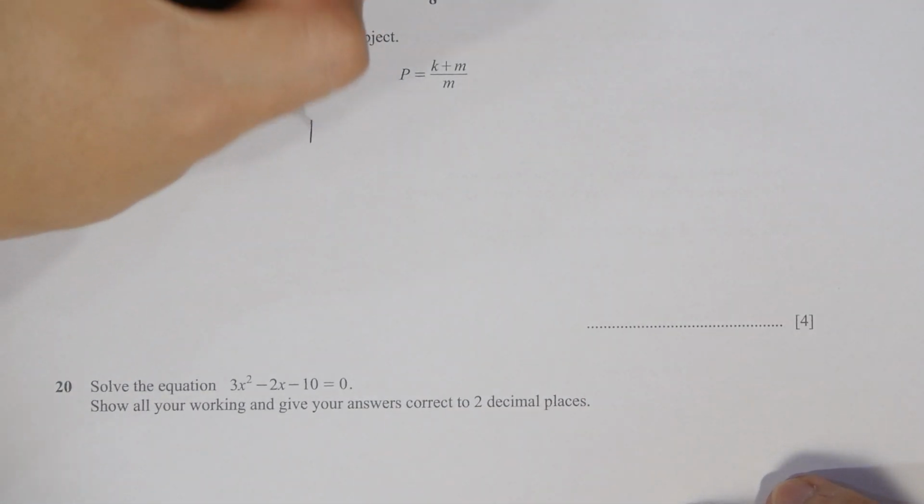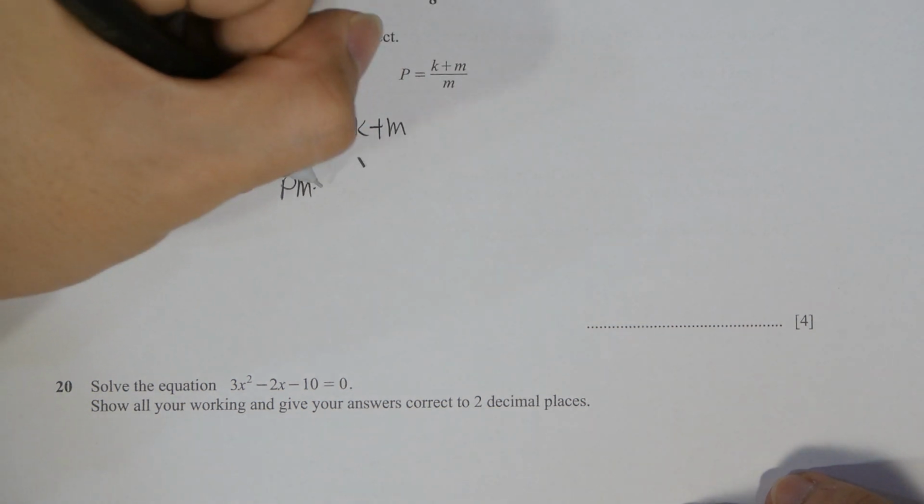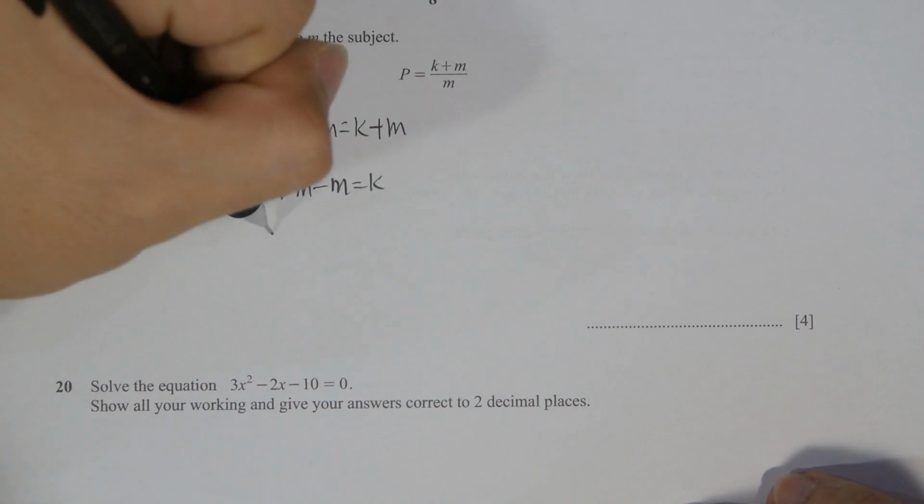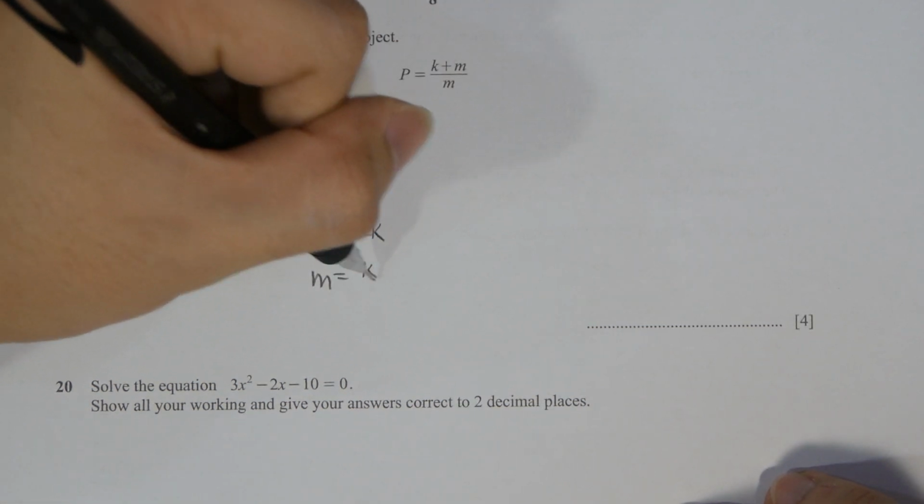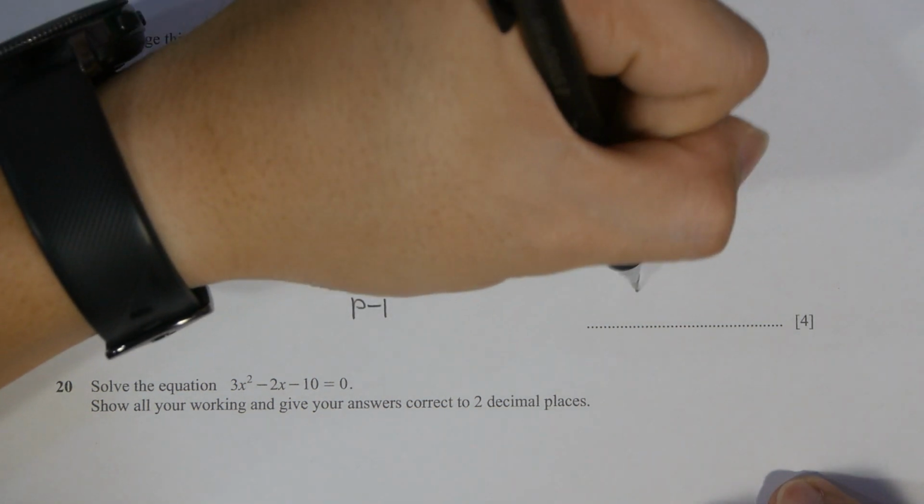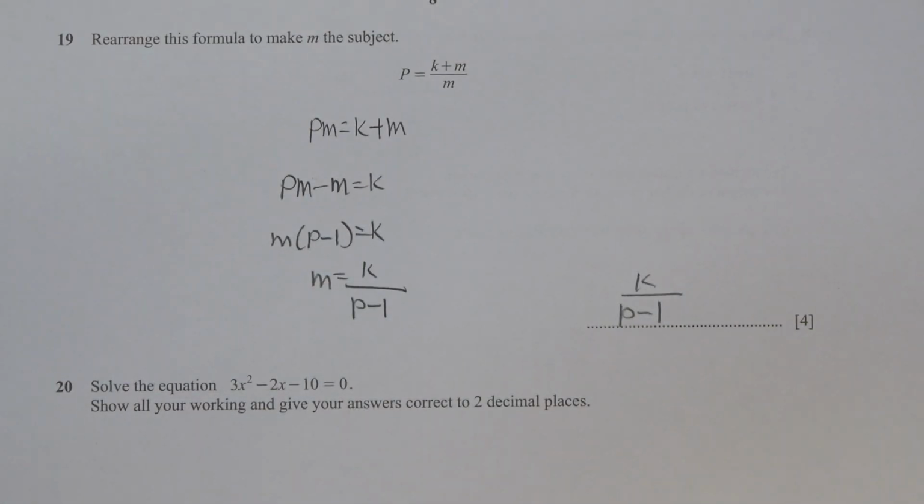Question 19. The first thing I saw is they wanted m as the subject. So I shift the m multiplied by p, so I get all the m variables to one side. I get pm minus m equals k. Extract m out of it. Then I get rid of the balance p minus 1 by shifting it to the denominator side. So my m will be k over p minus 1.